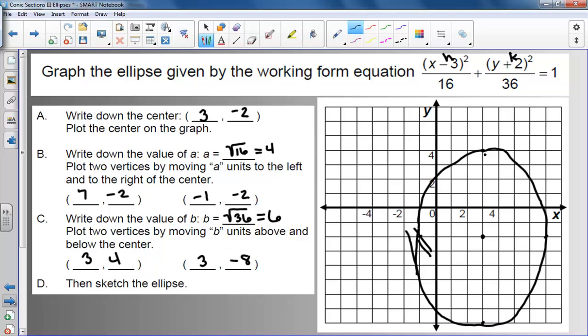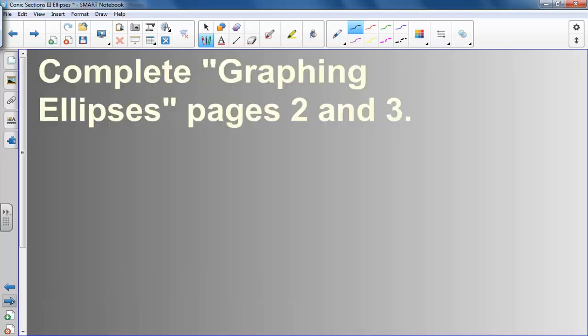And that's basically how we're going to graph our ellipses. Alright, so you can pause right here and go ahead and complete pages 2 and 3 of that practice page, and it's the same thing. Everything is going to be either graphing from an equation or writing an equation from the graph.